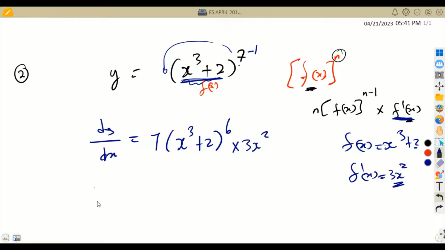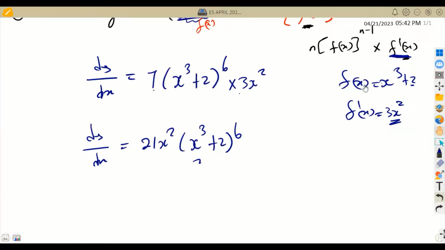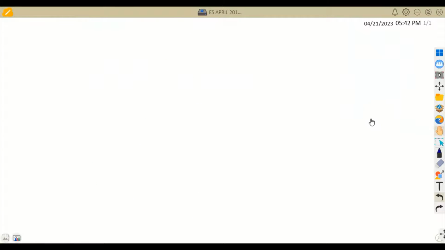So be very careful in your simplification. We can multiply 7 times 3, which is 21, x squared, into x to the exponent of 3 plus 2, to the exponent of 6. So this is your final answer, which is the derivative of the whole expression that you're given. It can be any algebraic expression, any trig function. Even fractions can be converted to this derivative.